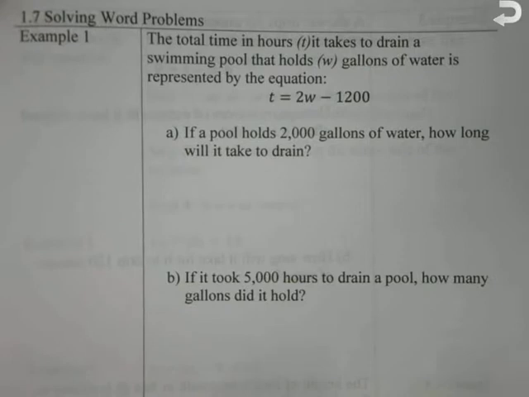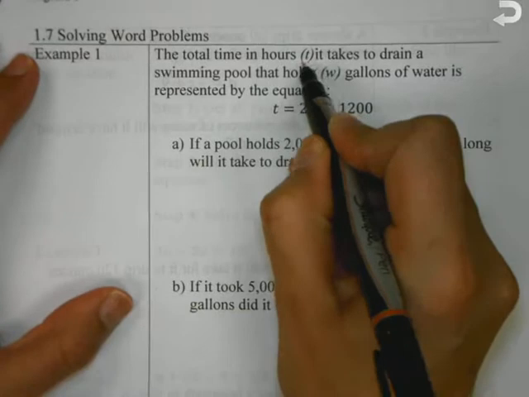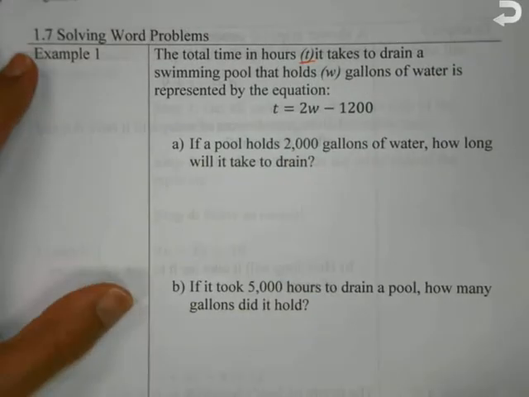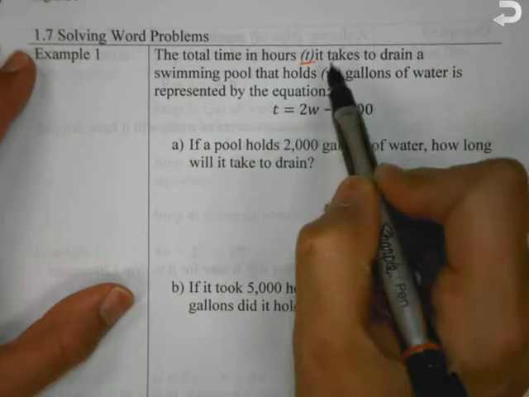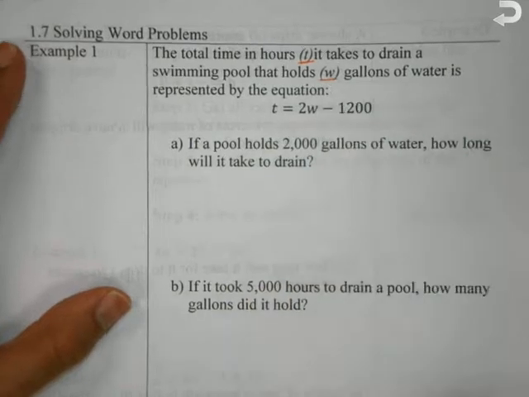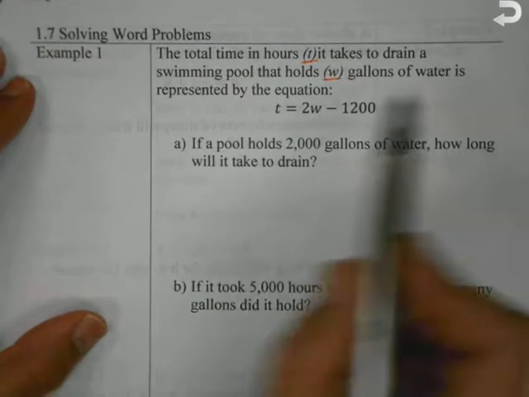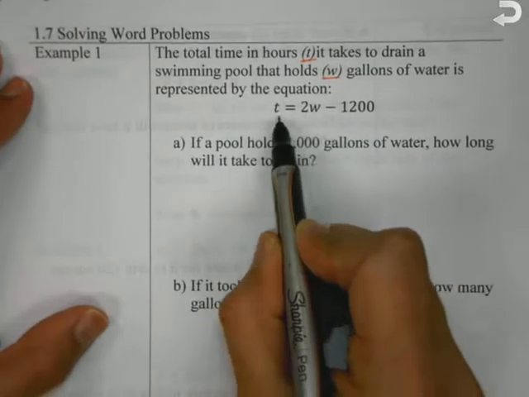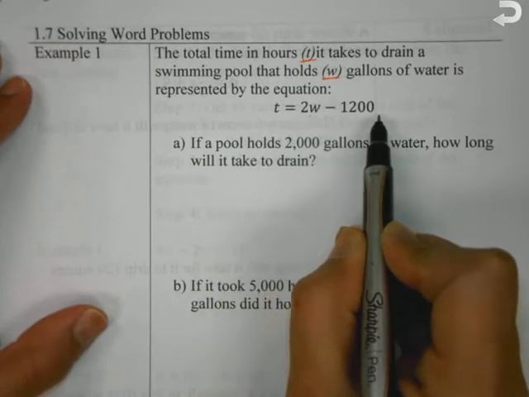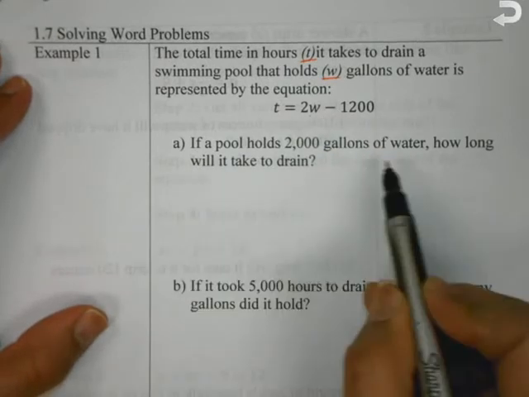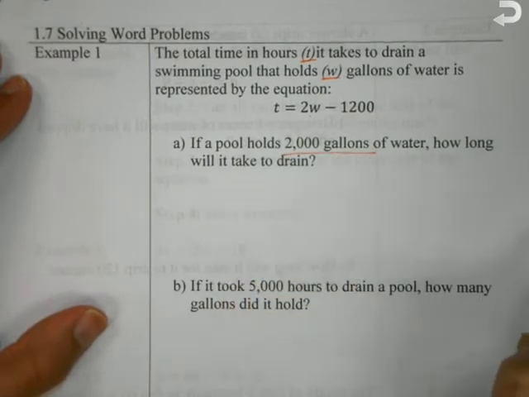Okay? So example 1, the total time in hours, which is the variable T, so T is total time, it takes to drain a swimming pool that holds W gallons of water. So when you see W, that's how many gallons of water it is, represented by this equation: T equals 2W minus 1,200. If a pool holds 2,000 gallons of water, how long will it take to drain?